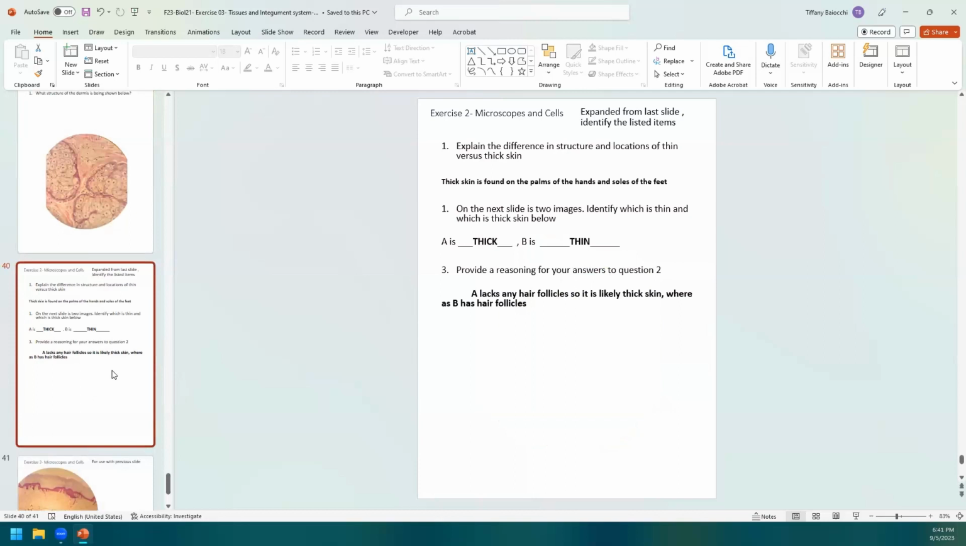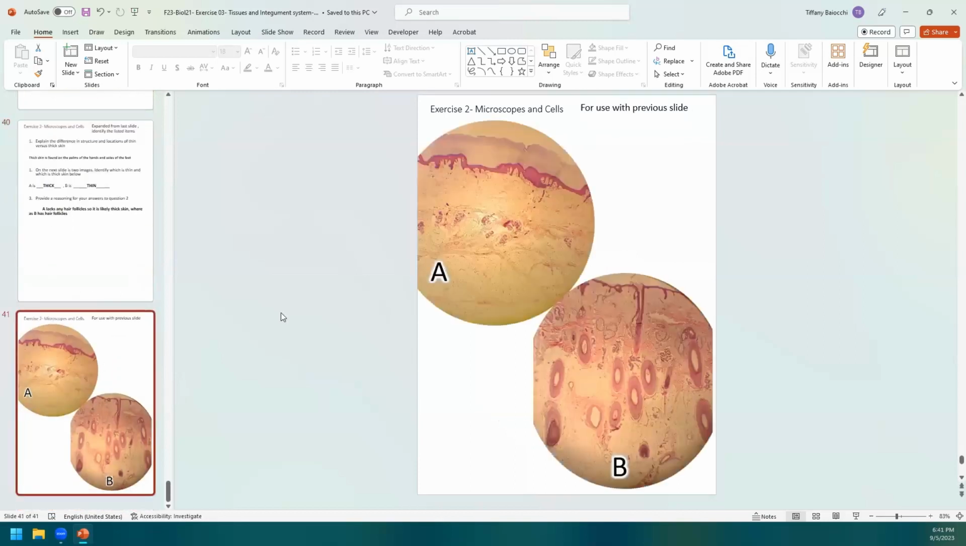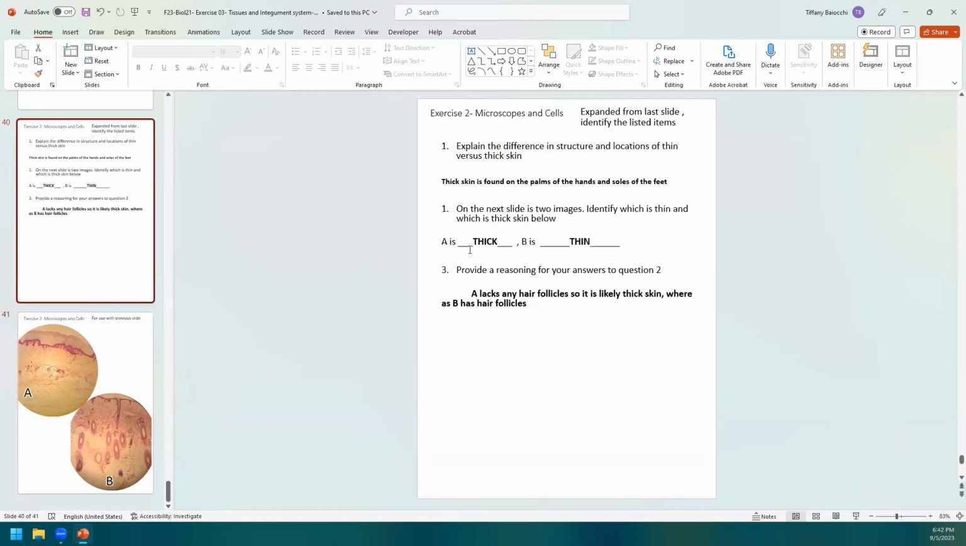And then lastly, I asked you a few questions. I asked you to compare A and B. So we can notice in A, there are no hair follicles, versus in B, there's a whole bunch of hair follicles, and that should be the tip off that A is thick skin, B is thin skin. Thick skin is found only on the palms of the hands and on the soles of the feet, and it doesn't have any of the sebaceous glands or hair.